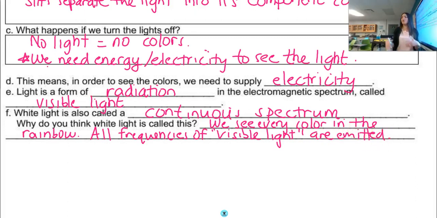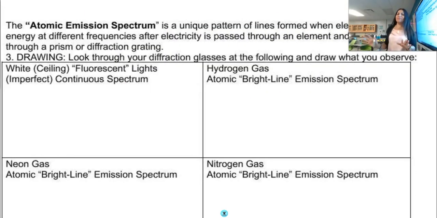talk about the atom and what happens with the atom. Okay, so the atomic emission spectrum is a unique pattern of lines that form when electrons are going to be emitting energy at different frequencies. And so it says after electricity is passed through, and then we take a look through our diffraction gratings or through the prism, then we'll actually see different colors. Now with white light, which we're just looking at the imperfect, but the fluorescent lights up there, we see a continuous spectrum. So what we're going to do is we're going to draw what we see.